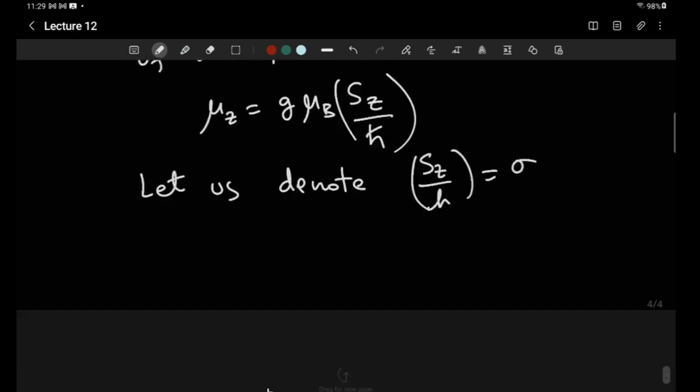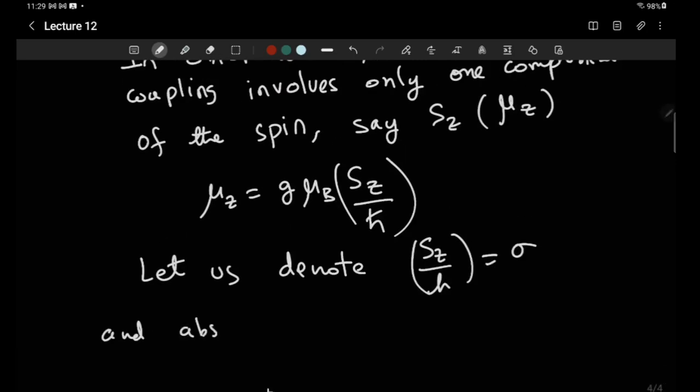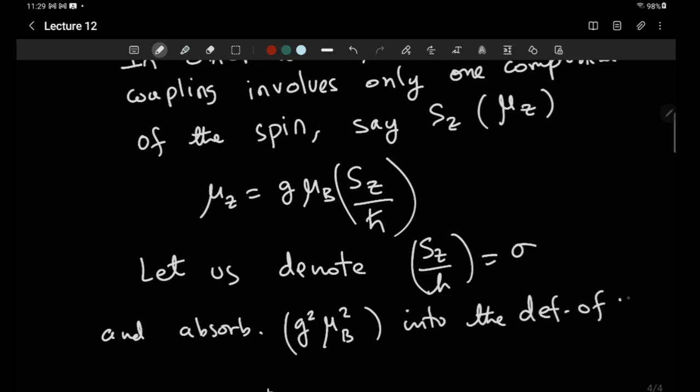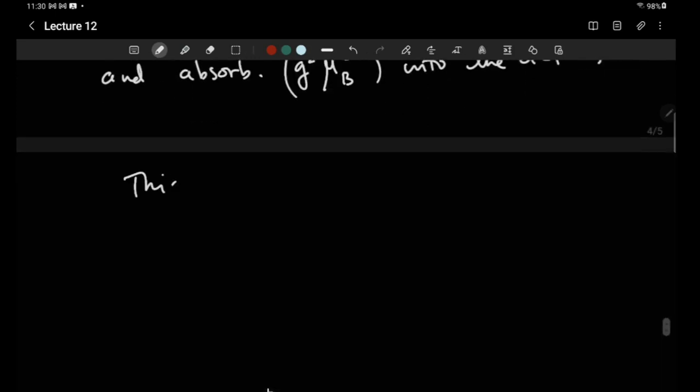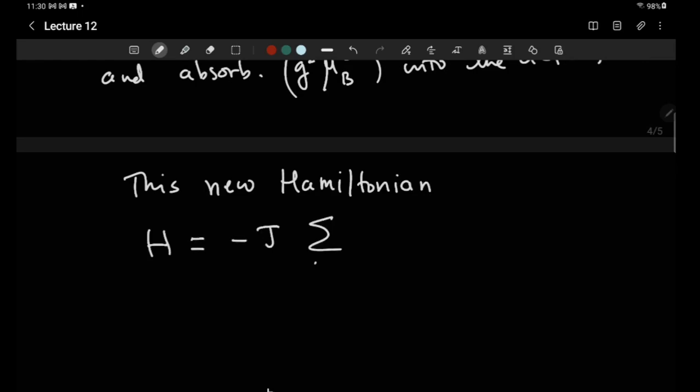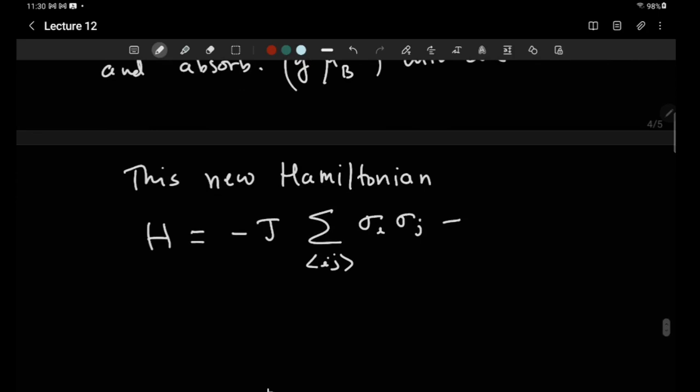And absorb factors like g squared mu B squared into the definition of J. So this new Hamiltonian, I will write out now. I'll use the same symbol J, but J is actually not that. It is H equals minus J, nearest neighbor ij, sigma i sigma j, minus magnetic field. So we'll just call that sum over i, sigma i, and now it should couple to that. So we'll just write sigma i times B. And we'll assume that the B is homogeneous, so it's the same for all. Is this fine? So this is our simplified Hamiltonian.